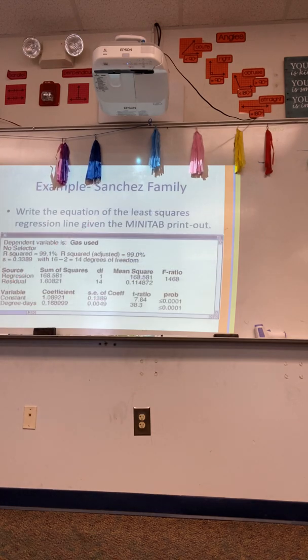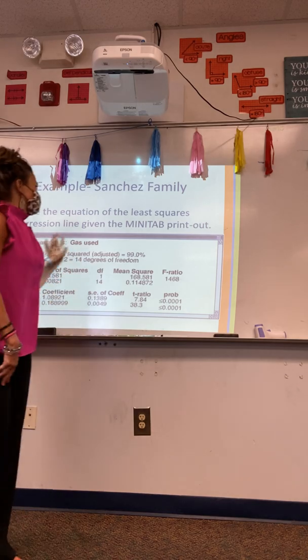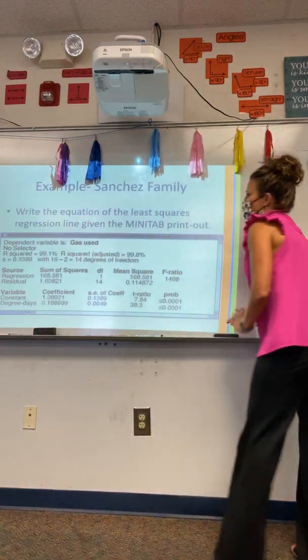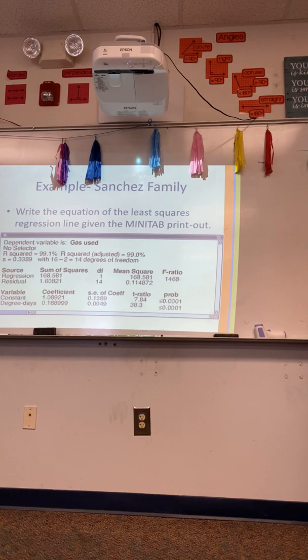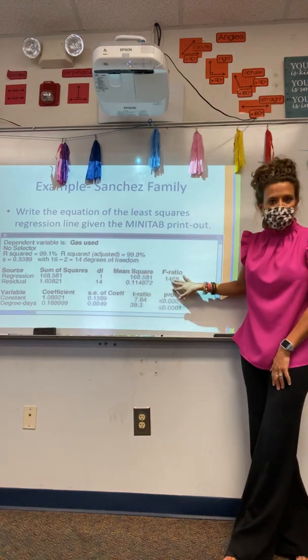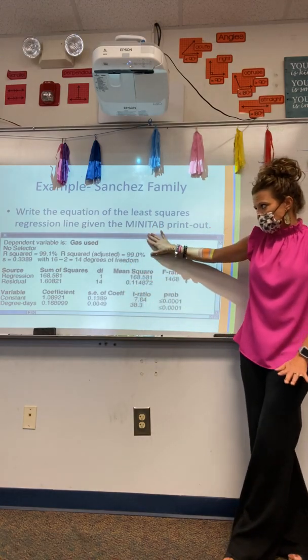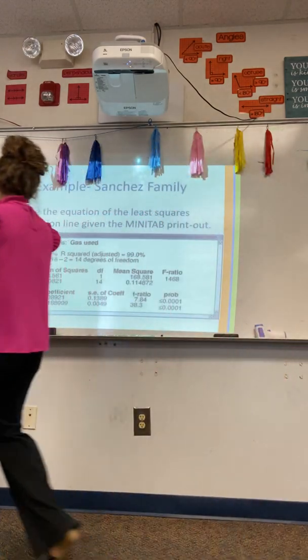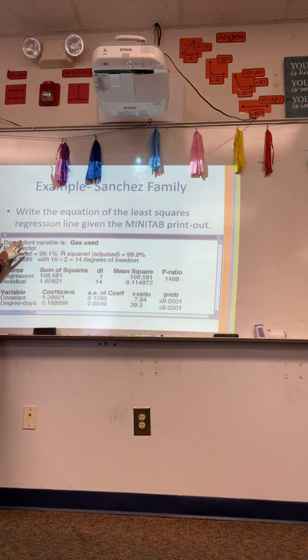Okay, here's a different one. Check this out. It says write the equation of a least squares regression line given this Minitab output. This is a terrible output. There's so much stuff on it that it makes you scared a little bit, okay? But don't be scared. It tells you what the dependent variable is, gas used, okay? And then down here, it gives you a bunch of data.